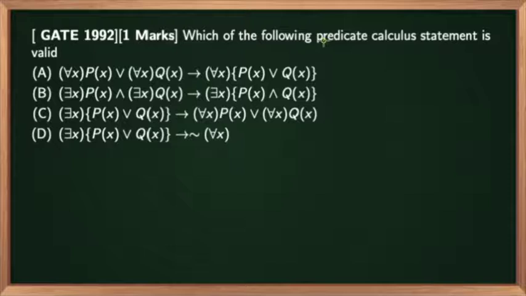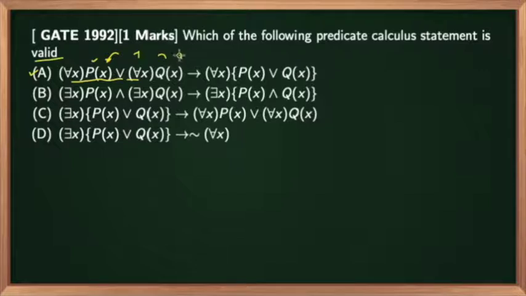Which of the following predicate calculus statements is valid? It's a very simple question. You can easily see that choice A is correct. For example, this is for all x P of x or for all x Q of x, right? So this portion will be true if all P of x is true or all Q of x is true. Let's assume P of x is true for all x, then for all x, P of x or Q of x also will always be true, right?